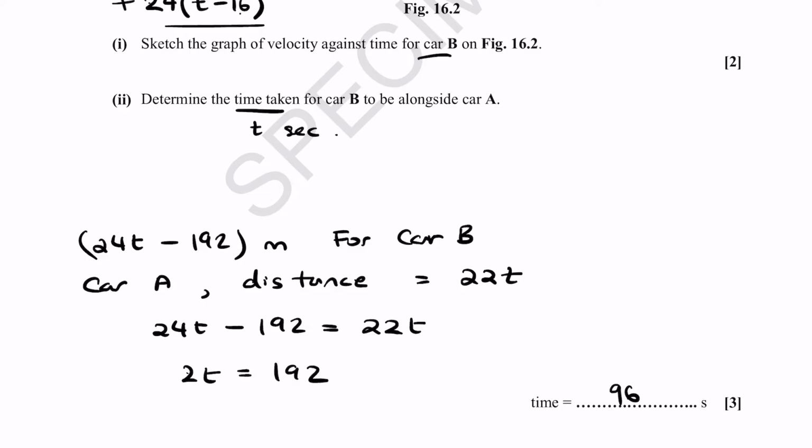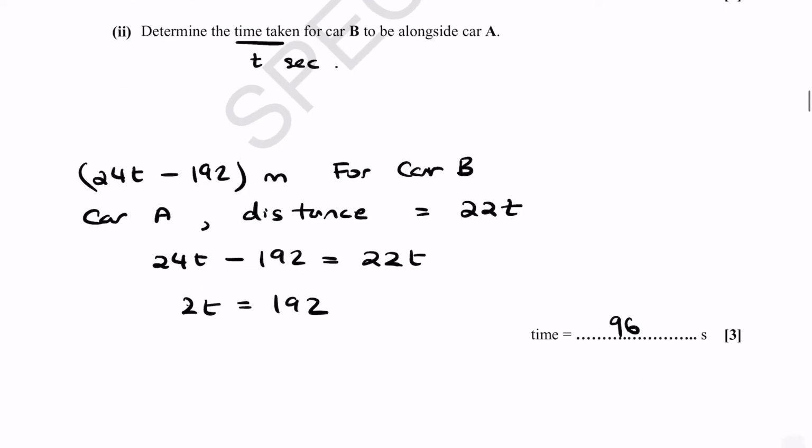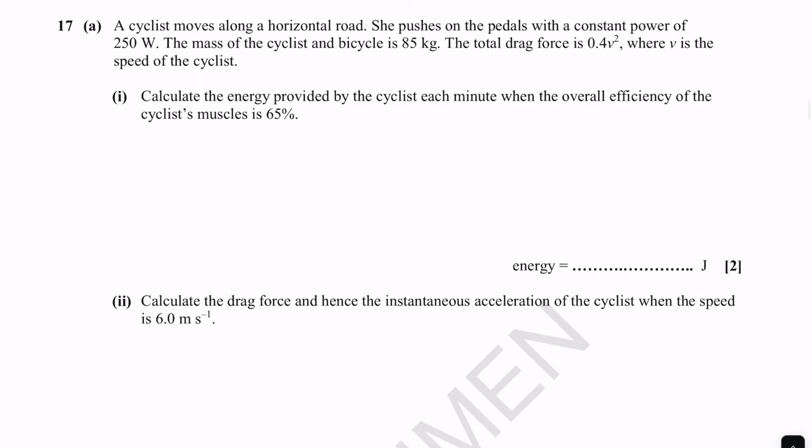Okay, let's move on to question number 17. Part A says, a cyclist moves along a horizontal road. She pushes on the pedals with constant power of 250 watts. The mass of the cyclist and the bicycle is 85 kilos and the total drag force is 0.4 v squared, where v is the speed of the cyclist. Calculate the energy provided by the cyclist each minute when the overall efficiency is 65%.